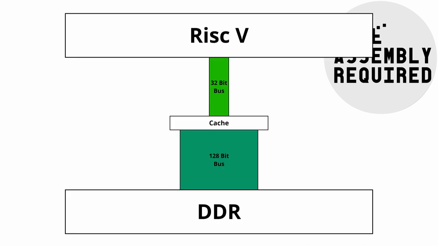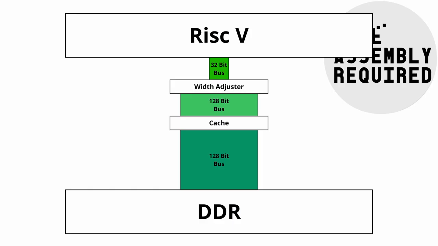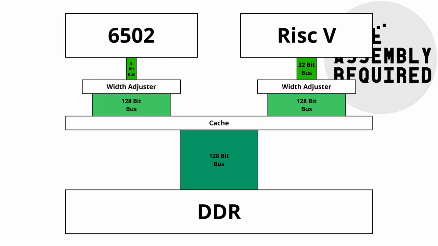I implemented this as another module called bus width adjuster. You input 32-bit access through one end and get 128-bit or 16-byte access on the other. This component is trivially adjustable to also support an 8-to-128-bit adjuster for the 6502. This way, we can use the same cache for both 32 and 8-bit CPUs.